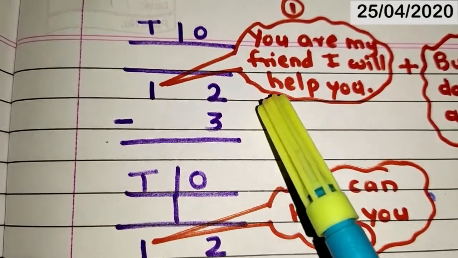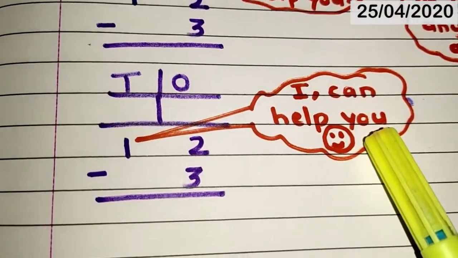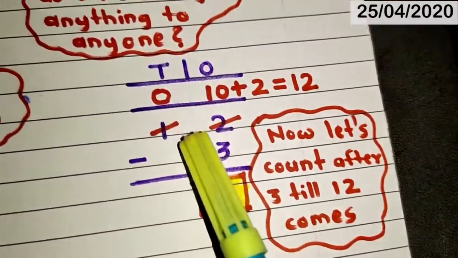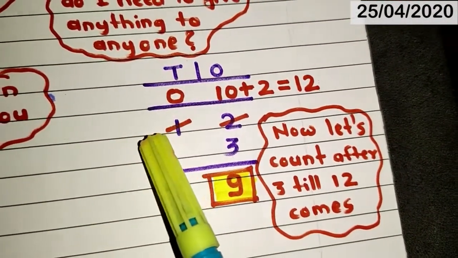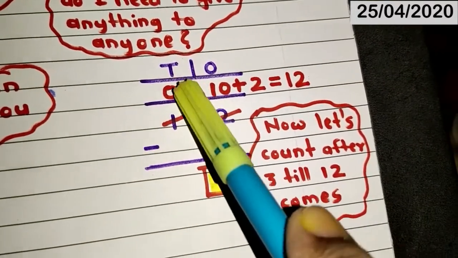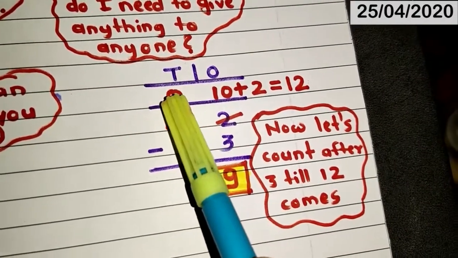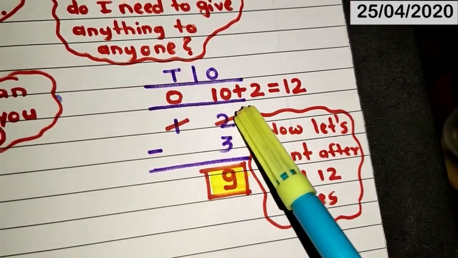So he will definitely help his friend. He is saying, I can help you. Okay, let's see. This one cuts himself and becomes 0. This one will now become 0. So first cut this 1, convert it into 0 and give that 1 to Mr.